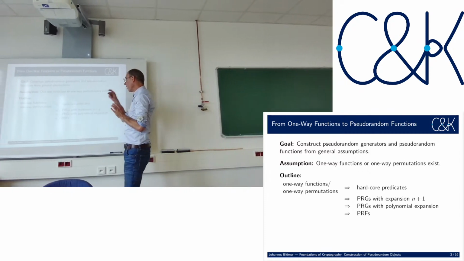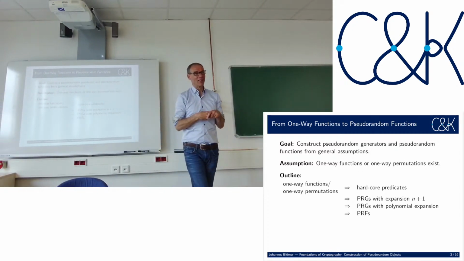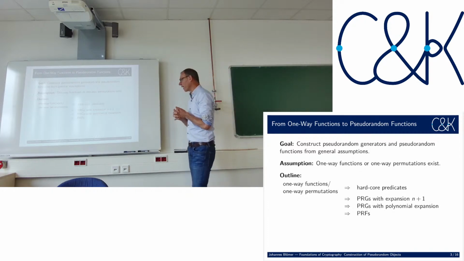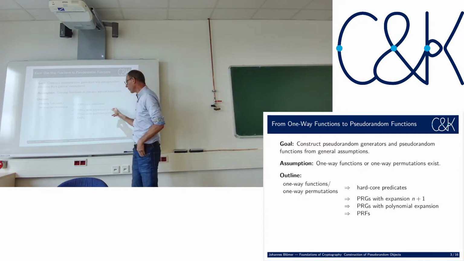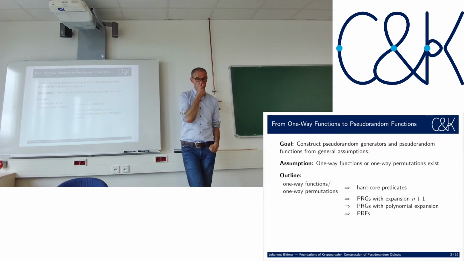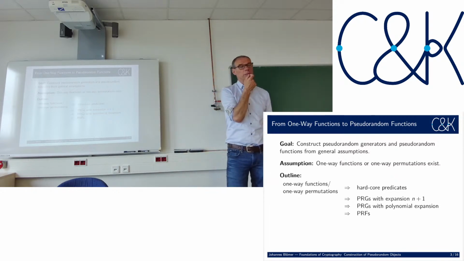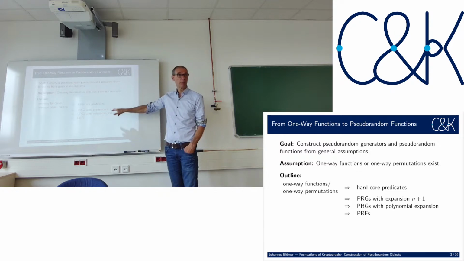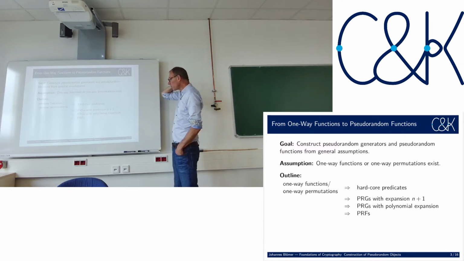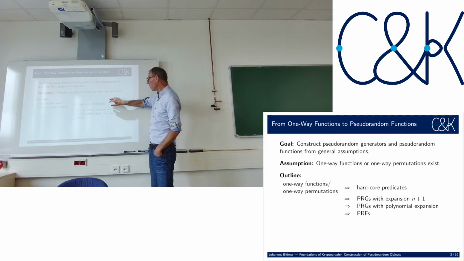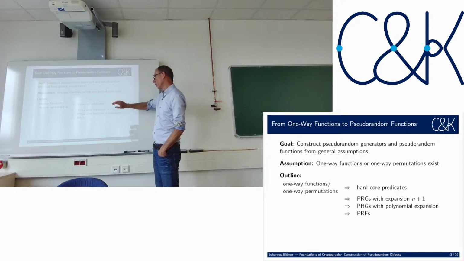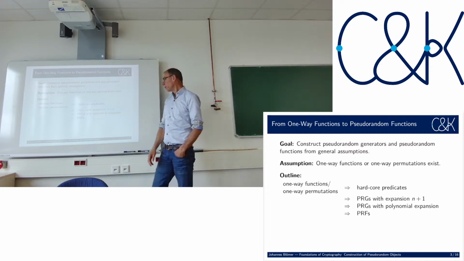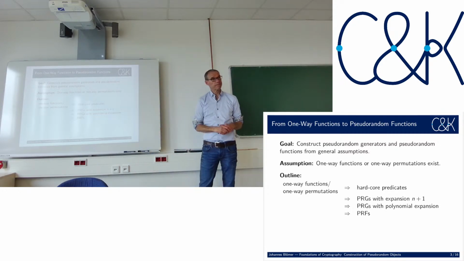That obviously is not good enough for our constructions of symmetric encryption schemes, but what we can show is that once we have PRGs with expansion n plus 1, we almost immediately get PRGs with polynomial expansion, with arbitrary polynomial expansion. So once we have one-way functions, we have one-way functions with hardcore predicates, we get PRGs with expansion n plus 1, and then we get PRGs with polynomial expansion.